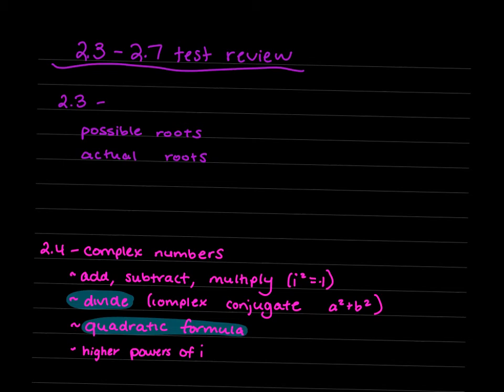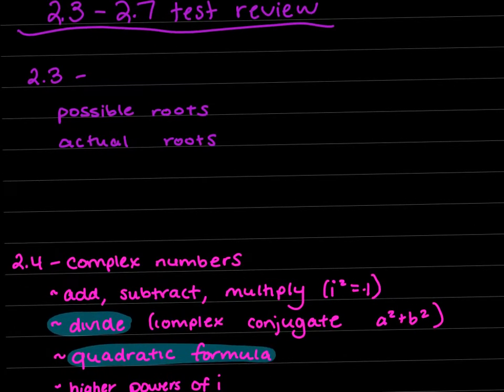The test is going to cover the second part of 2.3, where we left off. It really came back in 2.5, but it got introduced in 2.3, and that's a lot of what we're going to talk about. The first is the possible roots. Remember, the possible roots are plus and minus last over first.